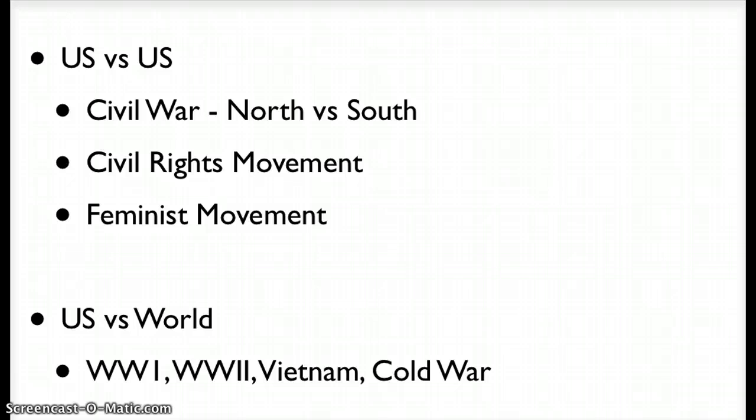Examples of these types of conflicts between ourselves is the Civil War, which you know happened between the North and the South, the Civil Rights Movement, which was between the blacks and the whites, and the feminist movement, which was started by women. Conflicts also arose between us and other areas of the world. Examples of this were World War I, World War II, Vietnam, and the Cold War.